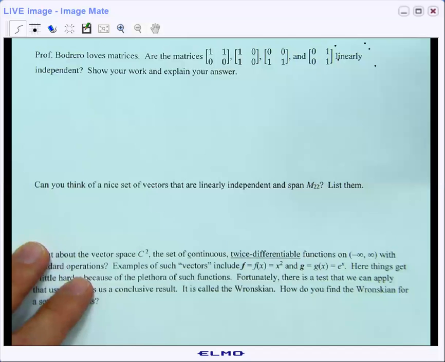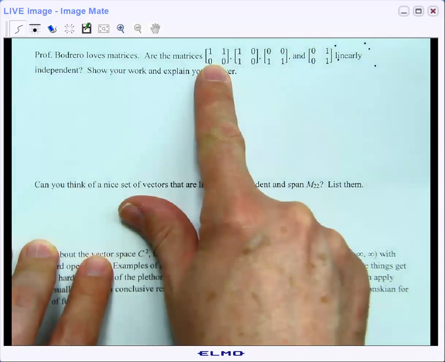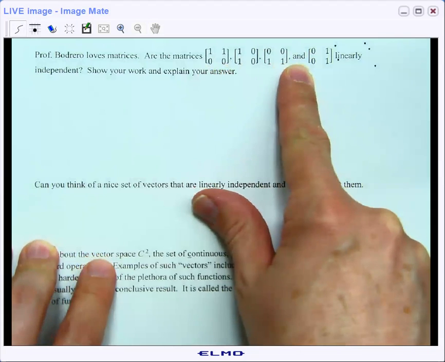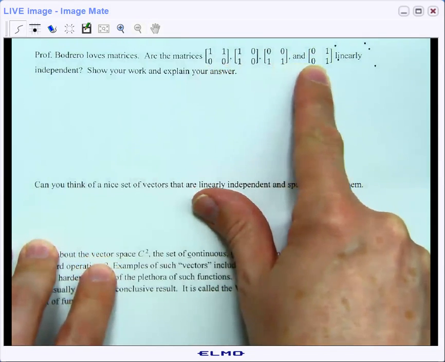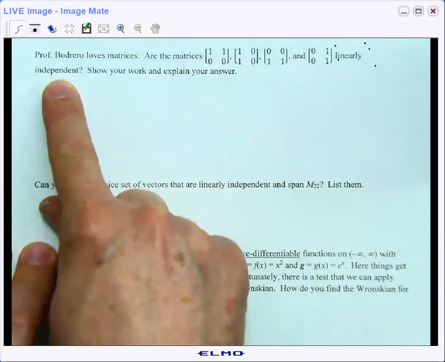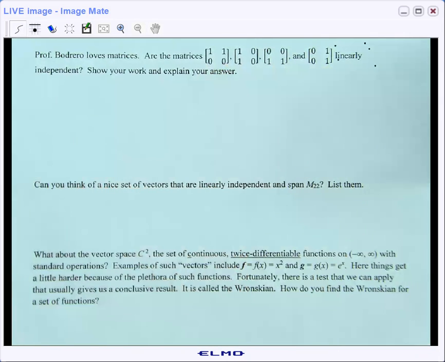Okay. Professor Boggio loves matrices. So what I want you to do is check to see if these matrices, which are in the M22 vector space, matrices that are 2 by 2 with real coefficients, are linearly independent or not. So I'm going to let you go ahead and give that a try, and then we'll come back together and see what you were able to come up with.